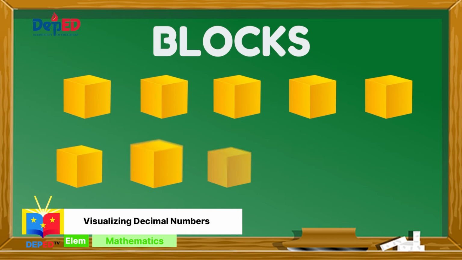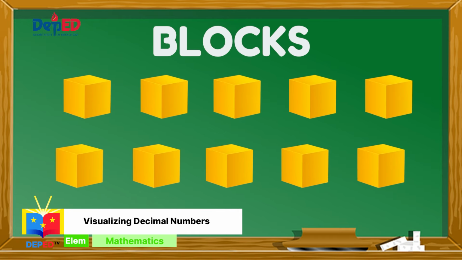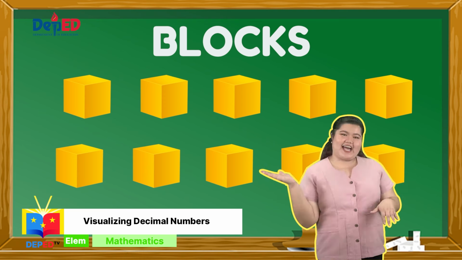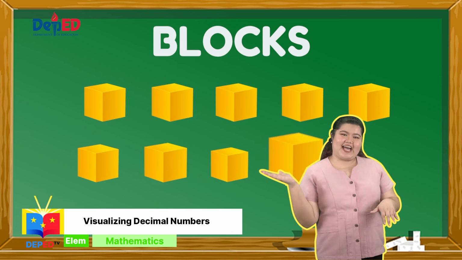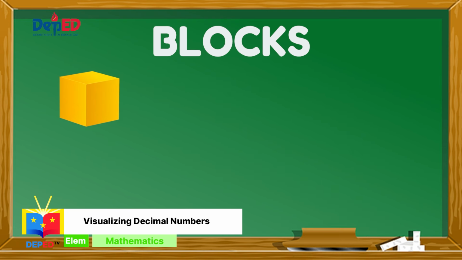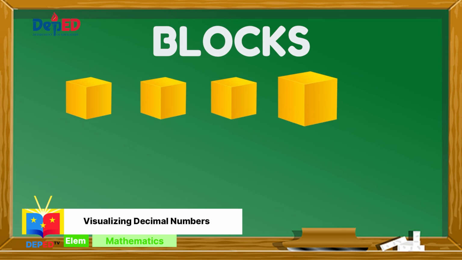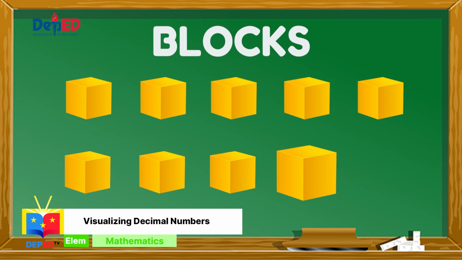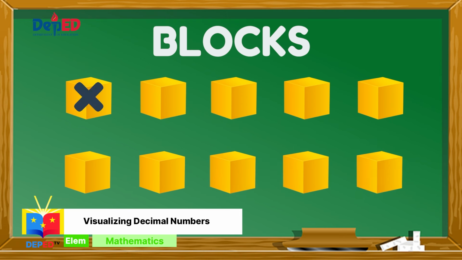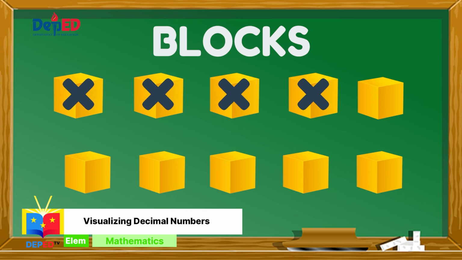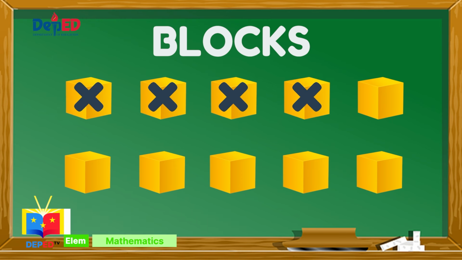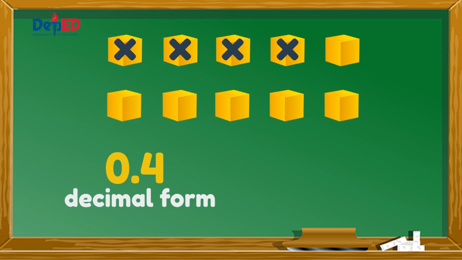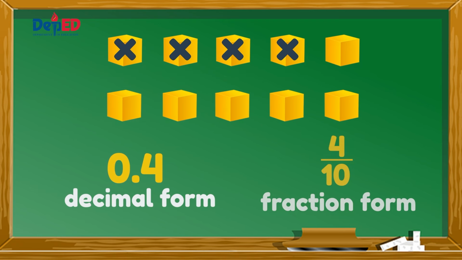Look at the blocks model to visualize 4 tenths. Observe that there are 10 blocks representing the whole. 1, 2, 3, 4, 5, 6, 7, 8, 9, and 10. There are 4 blocks crossed out. 4 blocks out of 10. This can be written as 4 tenths in decimal form and 4 over 10 in fraction form.